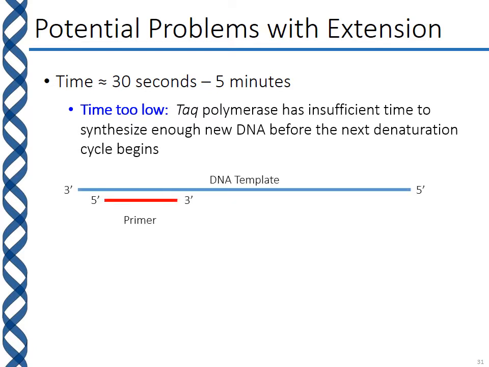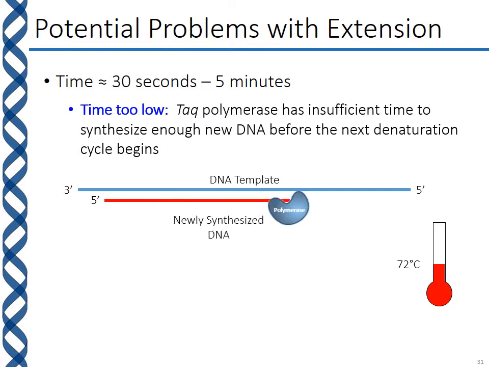So we can see that diagrammatically here. We've got our DNA template as we saw before. We have our primer in red. We have the DNA polymerase come and bind to the end of the primer and begin its extension at the 72 degree extension temperature. So it starts making its DNA, but say we cut this step a little too short.